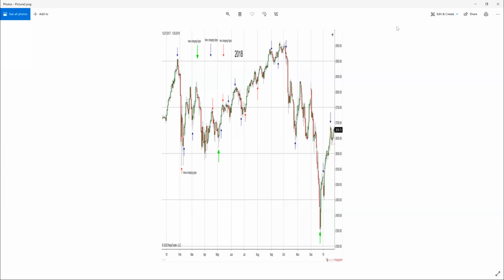This next chart is from 2018. It's the full year 2018. This is the ES contract. And what we have here, the blue arrows are Mercury changing signs. The red arrow is Venus changing signs, and the bright green arrow is Mars changing signs.